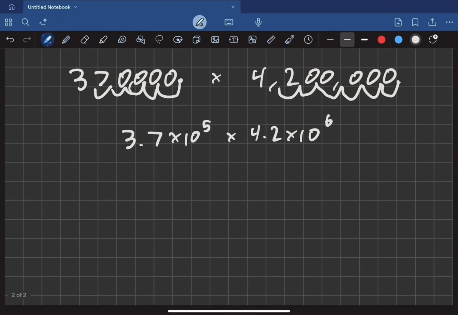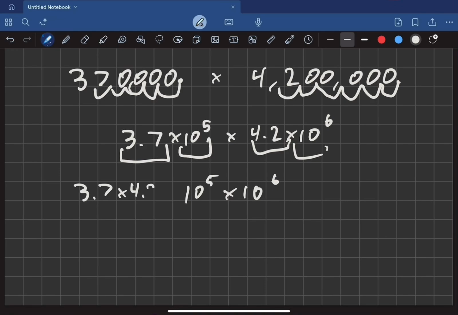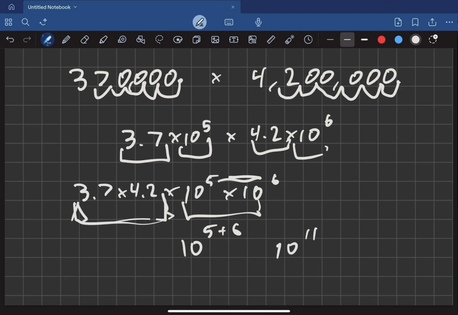And you'll notice we'll be able to rearrange this. We can put these together. So 10 to the fifth times 10 to the sixth there, and then put these together. So 3.7 times 4.2. These two, as we've discussed earlier, are going to combine easily by just adding these two exponents. So it'll be 10 to the 5 plus 6, which is 10 to the 11th. Now all we have to do is multiply 3.7 times 4.2. 3.7 times 4.2 is equal to 15.54.